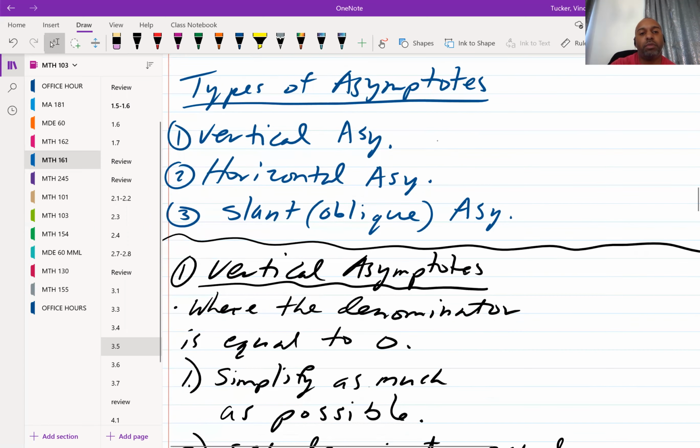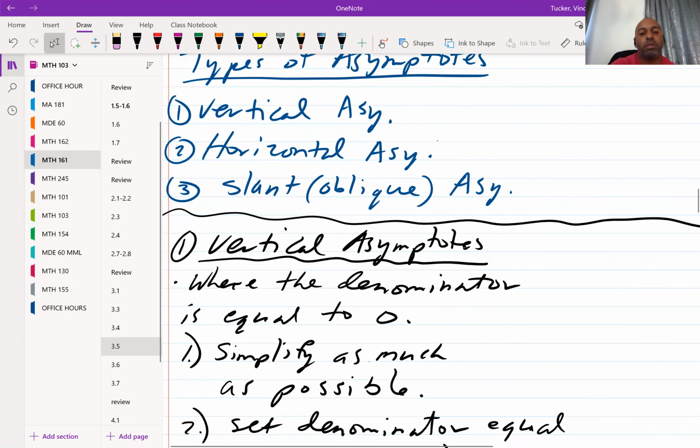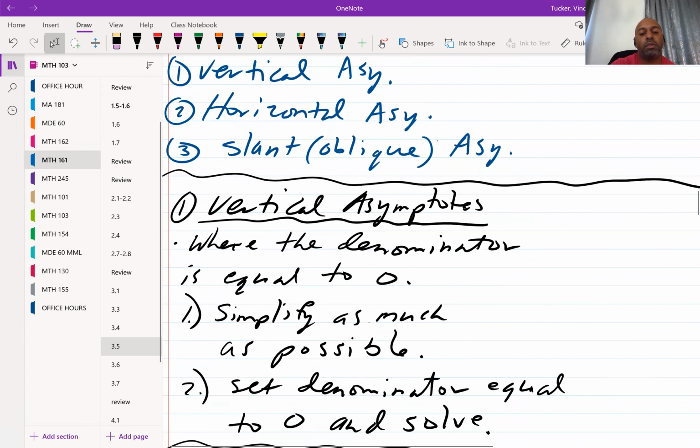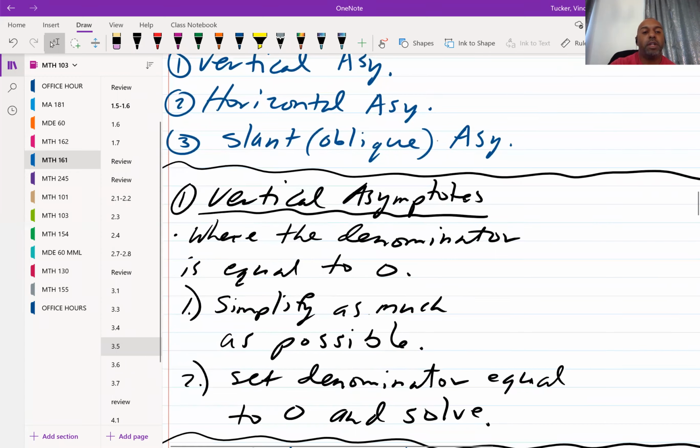Is everybody doing the blue? All right, so there go your 2 steps to solving for vertical asymptotes. First thing you want to do is simplify your expression as much as possible. Then set your denominator equal to 0 and solve.